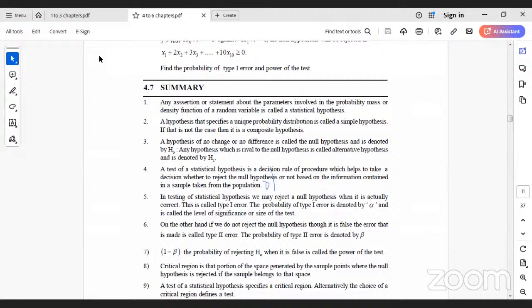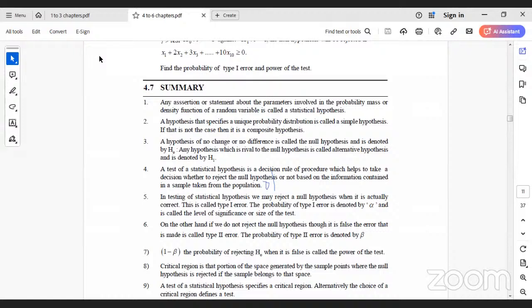Summary: an assertion or statement about the parameters involved in the probability mass or density function of a random variable is called a statistical hypothesis. A hypothesis that specifies a unique probability distribution is called a simple hypothesis. If that is not the case, then it is a composite hypothesis. We are telling here.